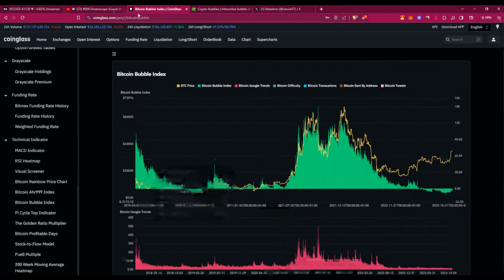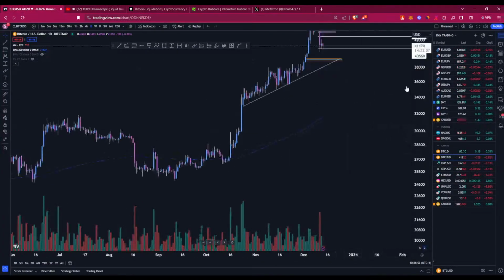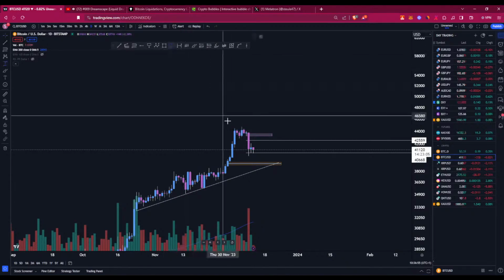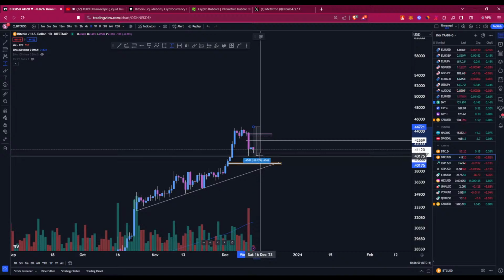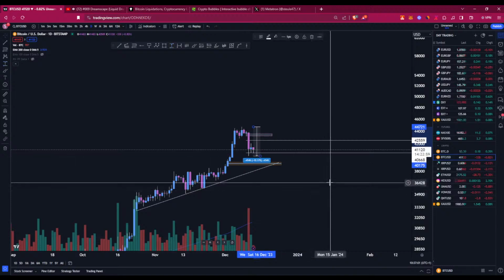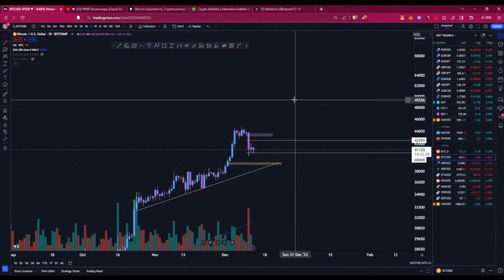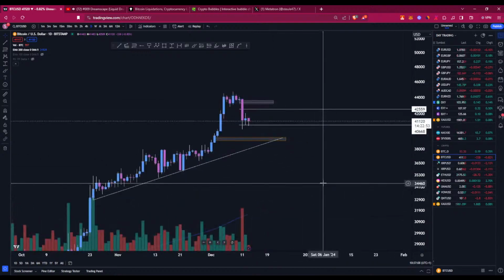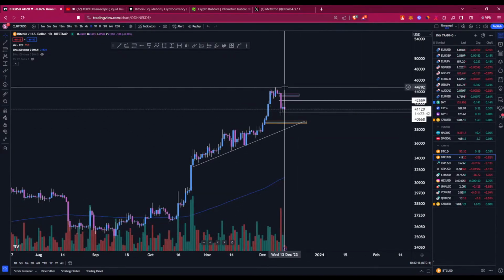So let's see how we are with liquidations, because at the end we pumped to 44.7 and we just got a 10% dump, which is nothing. 10% in the market is nothing. It's not even a correction, it's actually a pullback. A pullback is not even a correction.